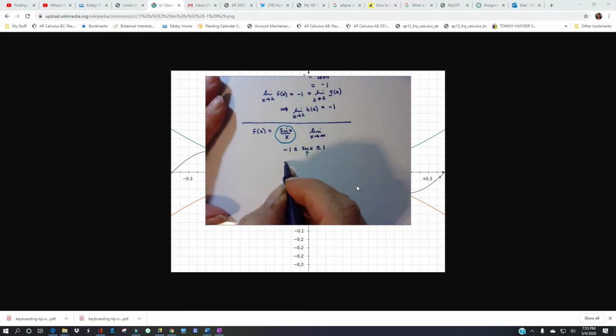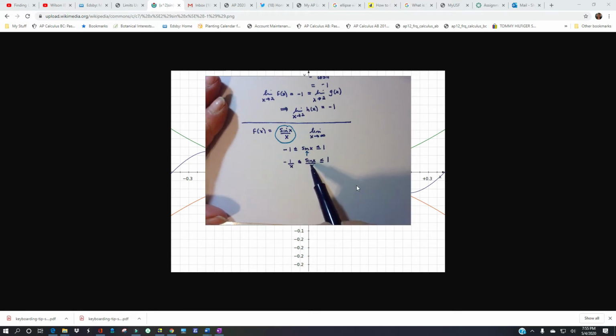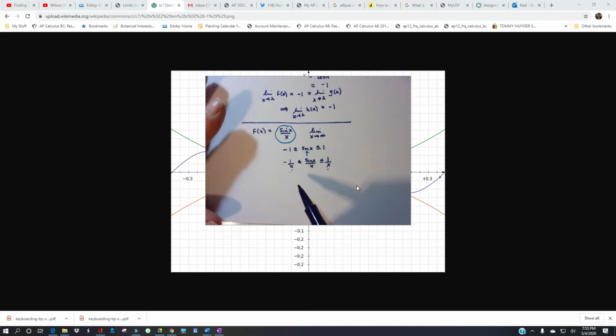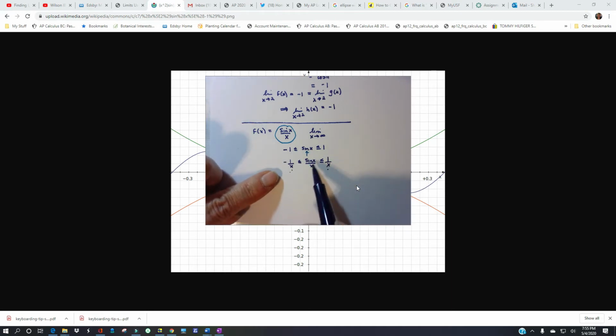So we'll have negative 1 over x is less than or equal to sine of x over x, less than or equal to 1 over x. And now that that middle piece looks exactly like the original, now I can take the limit of each one of these functions. So see, before, I had this function sine of x, but I didn't have another one. Now I have two, and this function is sandwiched in between those two functions.